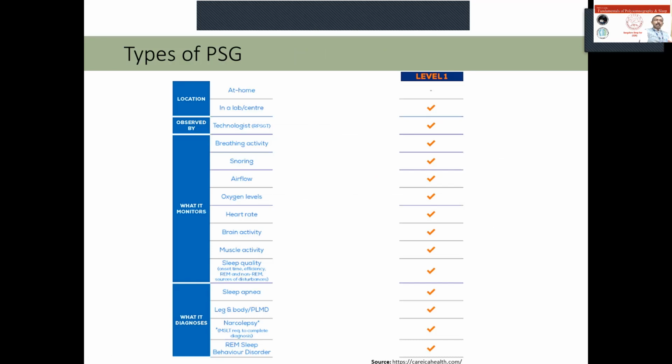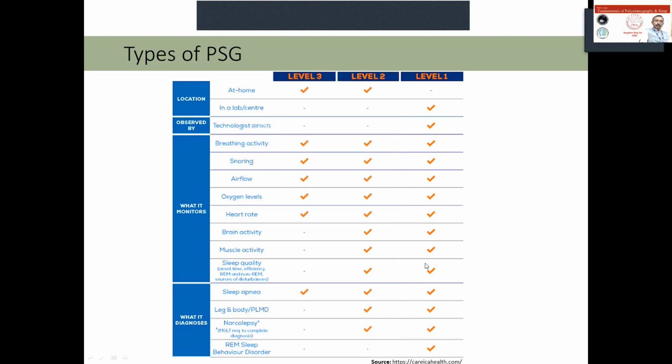The measurement that I mentioned, which happens in the lab, is called level 1 PSG, which means it occurs in the lab and a technologist is required. Breathing, snoring, respiratory rate, in addition to EEG, are all usually measured, and it helps in diagnosing sleep apnea syndrome, narcolepsy, REM sleep disorder, etc. Now, there are other levels of PSGs.